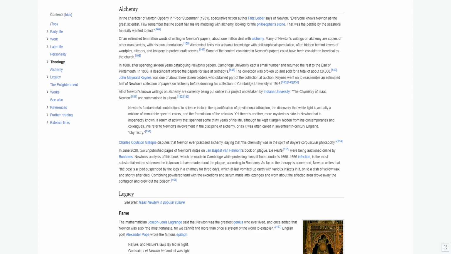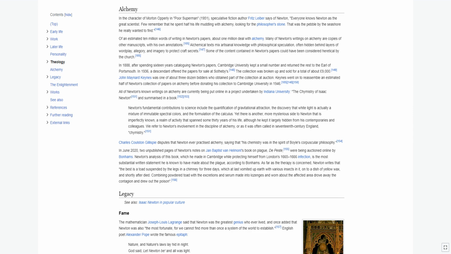Alchemical texts mix artisanal knowledge with philosophical speculation, often hidden behind layers of wordplay, allegory, and imagery to protect craft secrets. Some of the content contained in Newton's papers could have been considered heretical by the Church. In 1888, after spending 16 years cataloguing Newton's papers, Cambridge University kept a small number, and returned the rest to the Earl of Portsmouth. In 1936, a descendant offered the papers for sale at Sotheby's. The collection was broken up, and sold for a total of about £9,000.